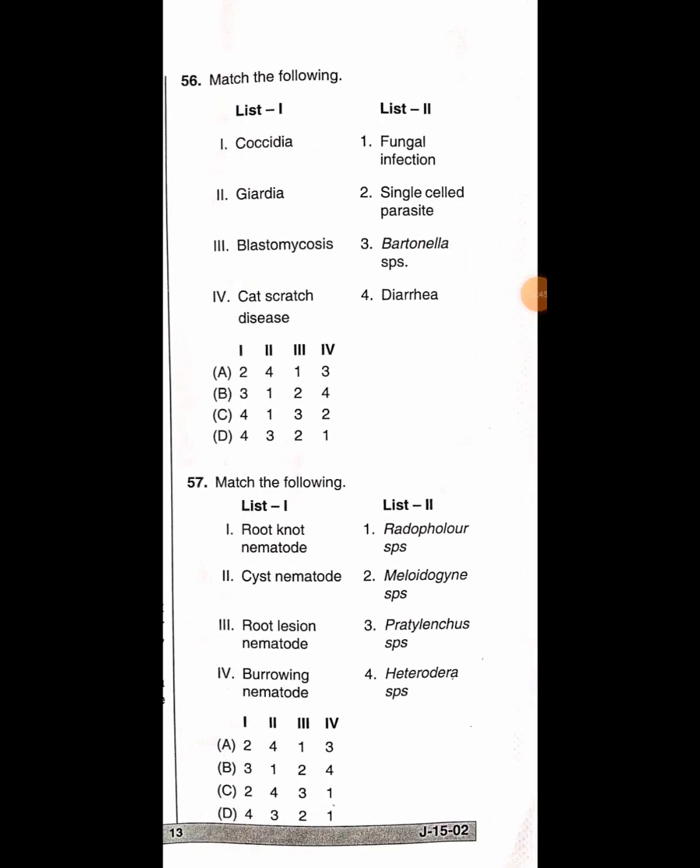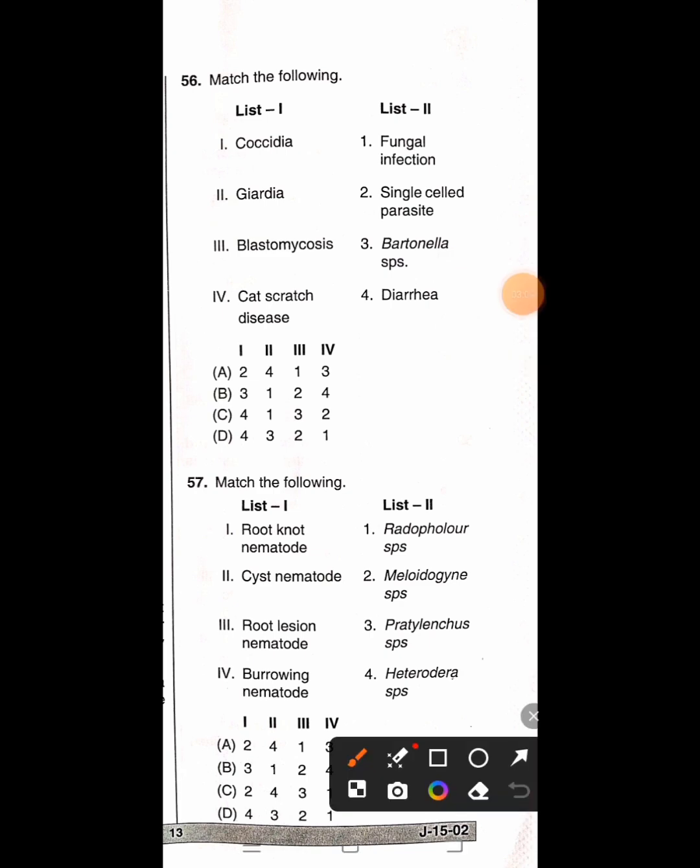Match the following. Here also you have to match list 1 with list 2. List 1 consists of coccidia, giardia, blastomycosis, cat scratch disease. List 2 consists of fungal infection, single cell parasite, Bartonella species, diarrhea. I am going to give you the correct answer first and then we'll see the correct matching. So the first option is the correct answer.